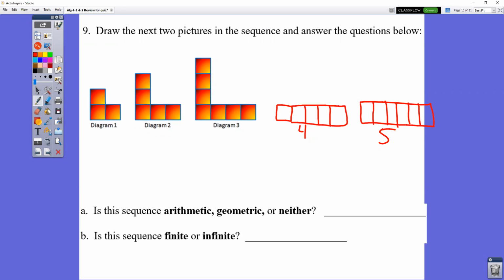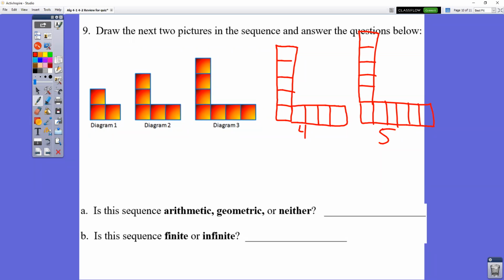We had 2 blocks going up, 3 blocks going up, 4 blocks going up. So this one's going to have 5 blocks going up, 1, 2, 3, 4, 5. And then we're going to have 6 blocks going up, 1, 2, 3, 4, 5, 6.